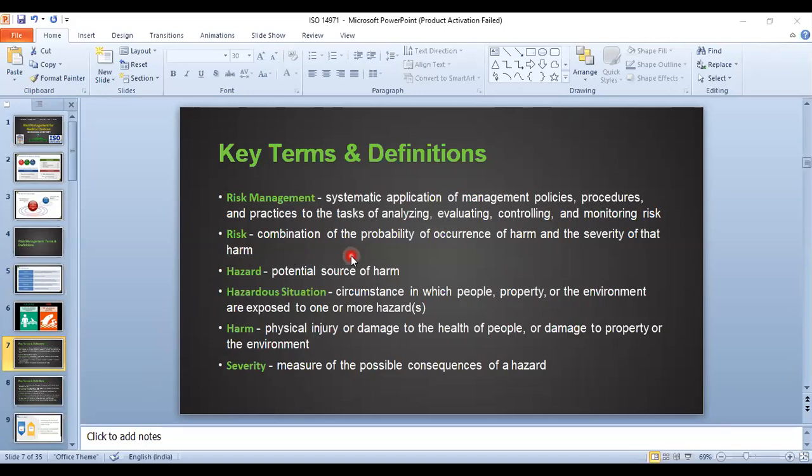So we already learned the definition of risk. Risk is the combination of the probability of the occurrence of the harm and severity of that harm is known as a risk. See, what is the risk? It is the combination of the probability of occurrence of a harm and also the severity of that harm. Whereas a hazard, the potential source of a harm నుంచి వచ్చేదే ఈ particular hazard. The potential source of harm is known as a hazard. That particular situation is known as a hazardous situation, right?